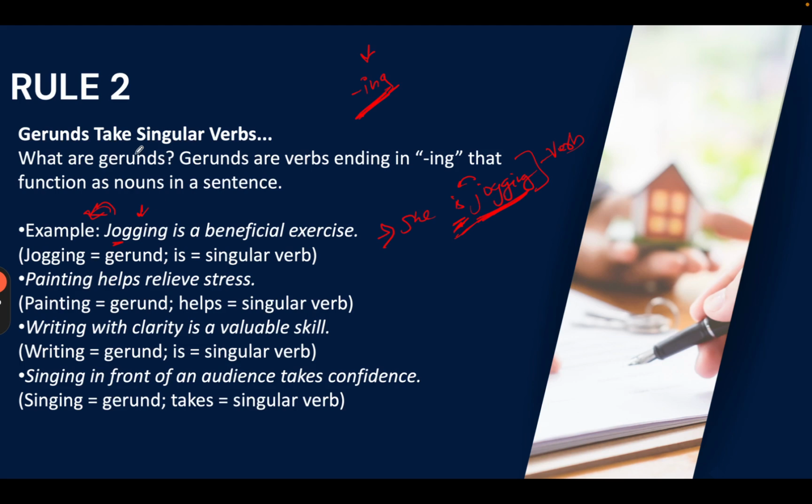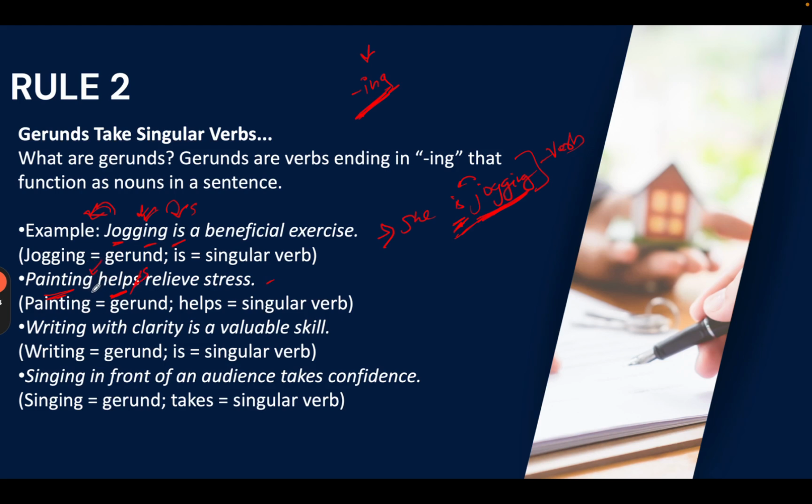The rule is that whenever you find an ing ending word acting as a noun, the verb is always going to be singular. For example, jogging is the subject, the noun of the sentence ending with ing. It is carrying a singular verb with it. Next sentence, painting helps. Painting is again the noun of the sentence ending with ing. It's carrying a singular verb, helps. What is the plural form of helps? You remove the s, and it becomes plural. But in this case, I do require the s because painting is the noun and that's singular.